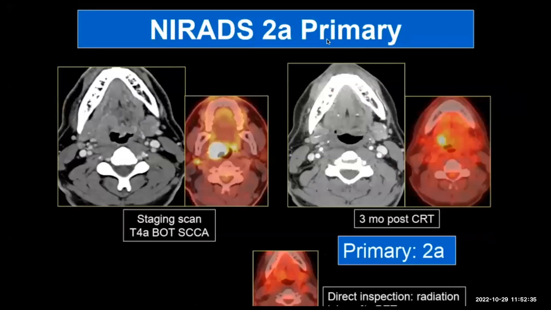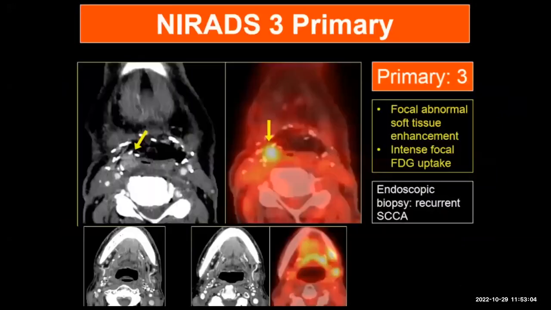In NIRADS category 2, usually you see some kind of a mild enhancement or a mismatch between enhancement and FDG. This is a base of the tongue case, T4A, which was treated with radical CTRT. There is no mucosal abnormality or abnormal enhancement, but focal FDG uptake. This is a mismatch, and it's NIRADS category 2A, because in 2A you can give a direct examination and rule out if there is any mucosal abnormality. If it is a deep-seated disease, we will call it 2B.